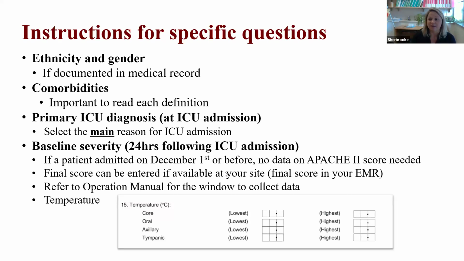If in your medical record you have access to the final score, meaning it's calculated within the system, you can choose to enter only the final score, but it must be the system that has calculated this. We don't want you to collect data on a separate sheet and enter your final score. If it's not available in your EMR, you need to collect all the raw data in the CRF.